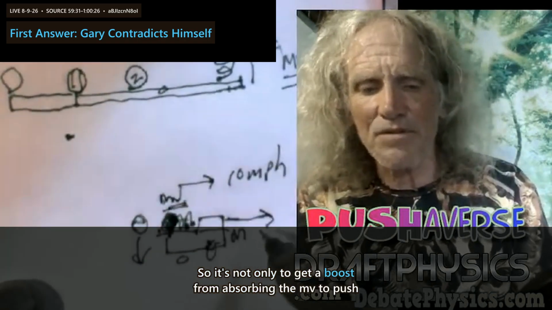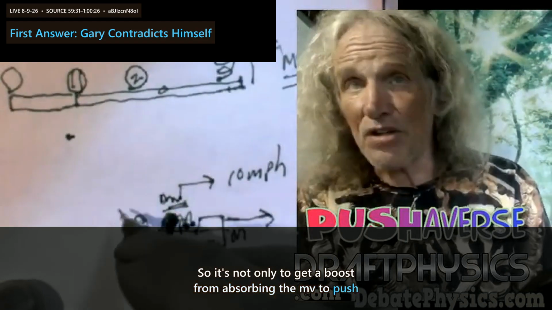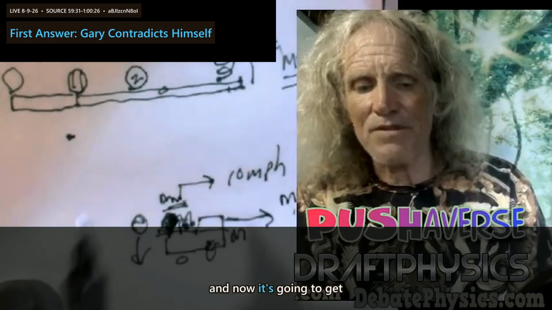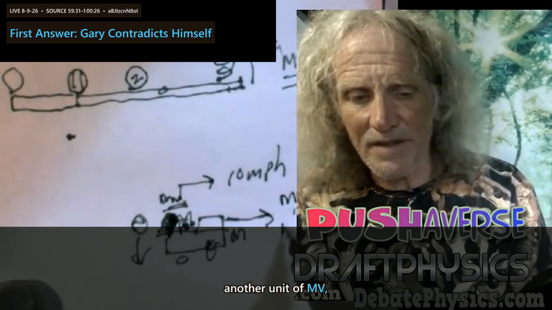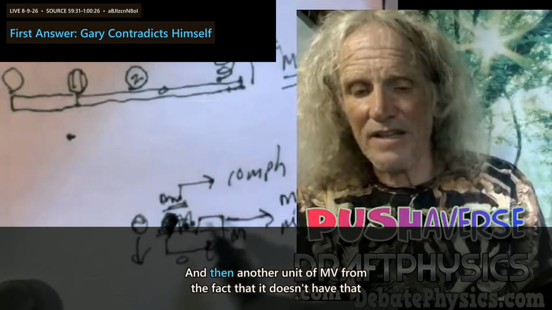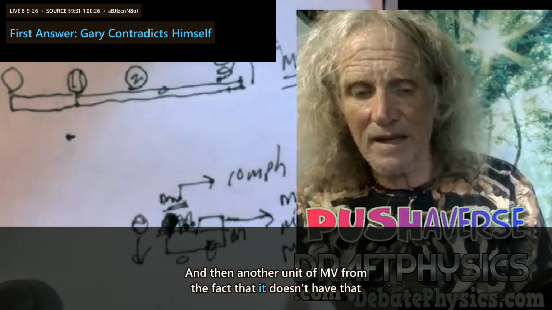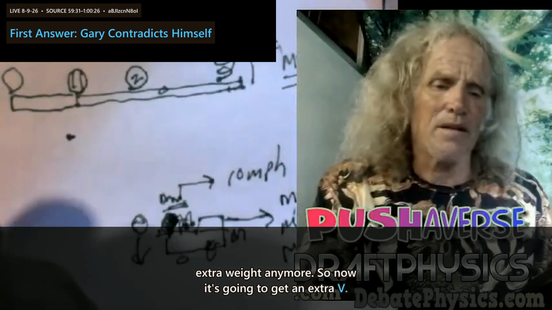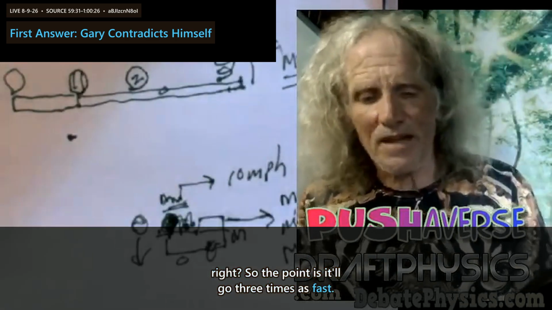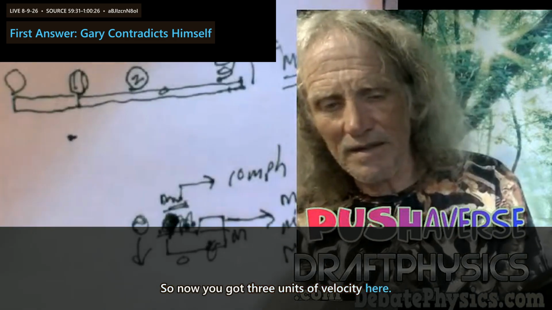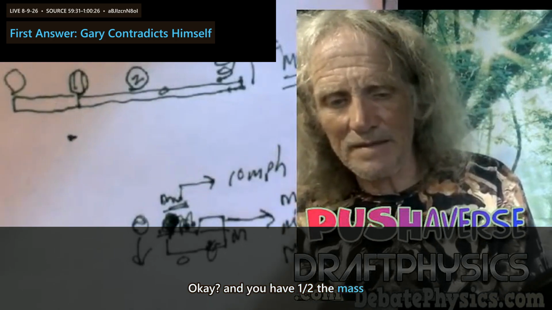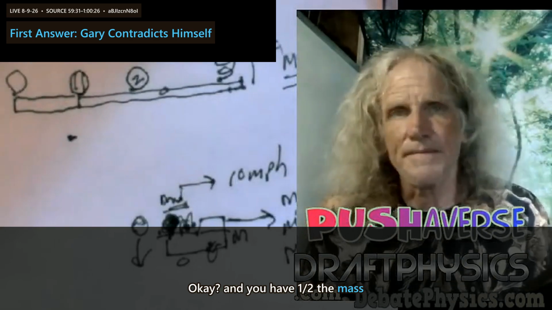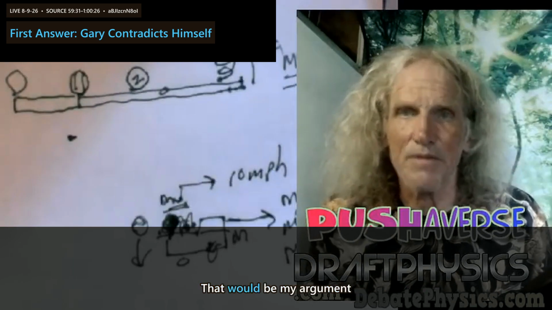So it's not only going to get a boost from absorbing the mv to push the object backwards. So it has mv, and now it's going to get another unit of mv from the push, and then another unit of mv from the fact that it doesn't have that extra weight anymore. So now it's going to get an extra v. The point is it'll go 3 times as fast. So now you've got 3 units of velocity here, and you have 1/2 the mass, and you're going 30 miles an hour. That would be my argument.